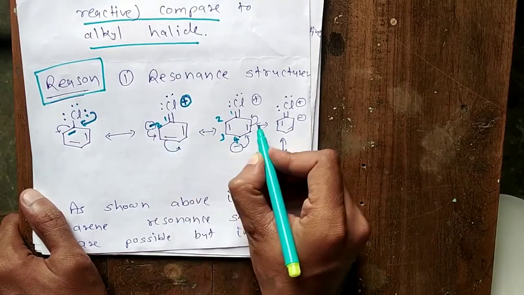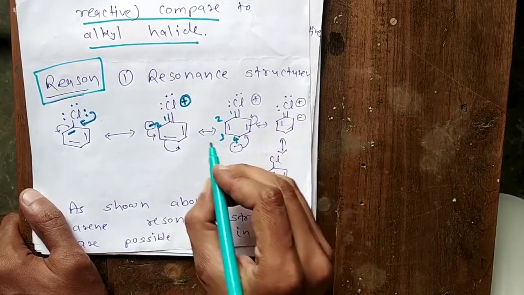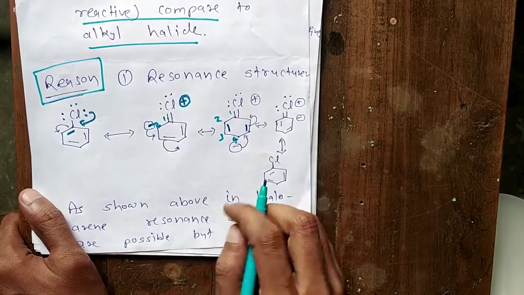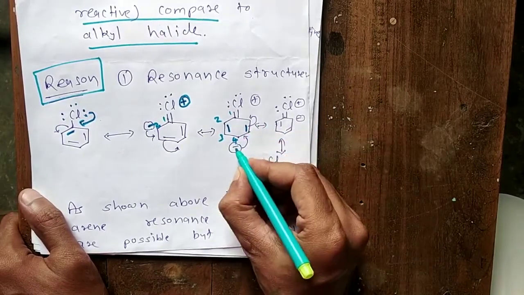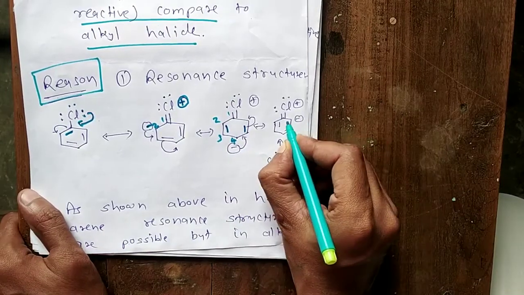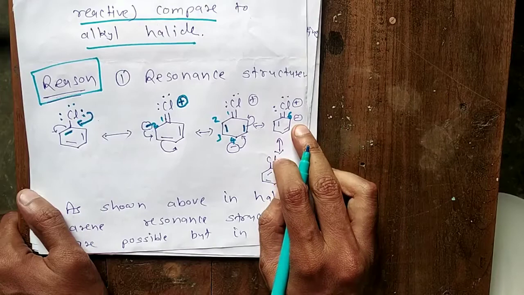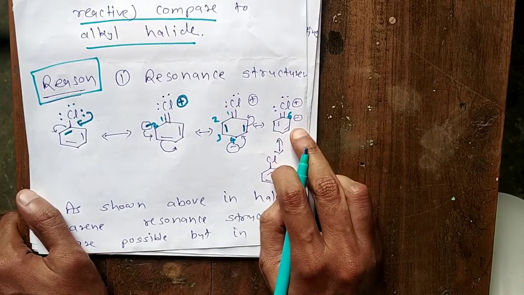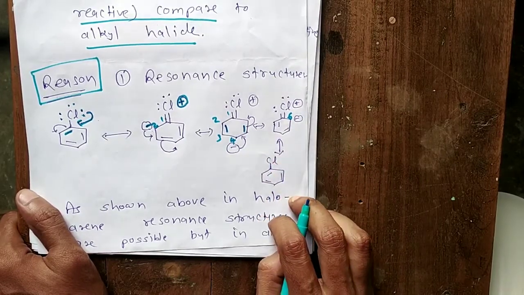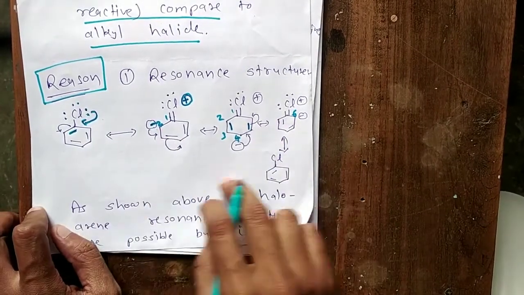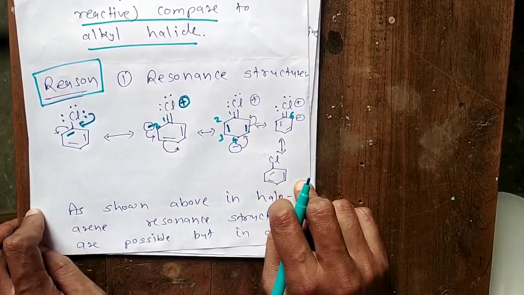The double bond position changes here. Next, the negative ion will go on carbon number 6. This is carbon number 6. And lastly, we will get the original structure. Now this resonance structure you have learned in 11th standard also.